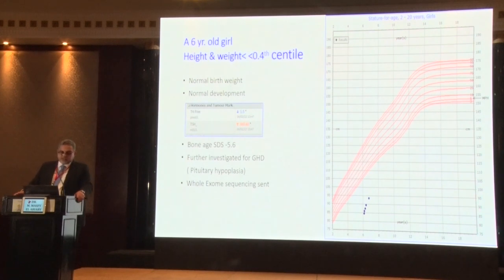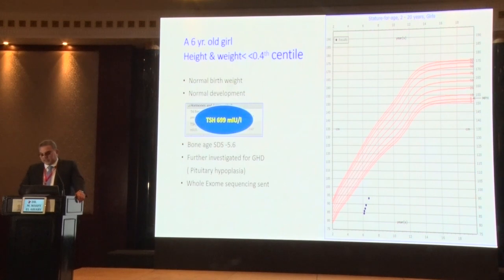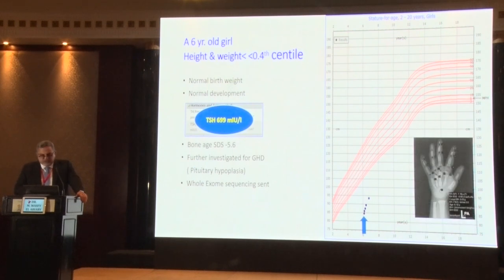Now, we move to another one, and this is a true patient from our hospital, a 6-year-old girl, height and weight less than the 0.4 centile, normal birth weight, normal development. What you cannot see much is the thyroid function test, which showed a TSH of 699. A diagnosis of hypothyroidism was made, and she was started on thyroxine. You can see that her growth went up like this, and then she's slightly declining. I did a bone age, and it was minus 5.6 standard deviations, very, very low. She was 6, and the bone age was about 1 point something. I cannot read it here.